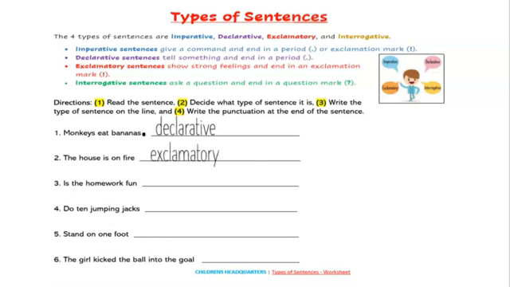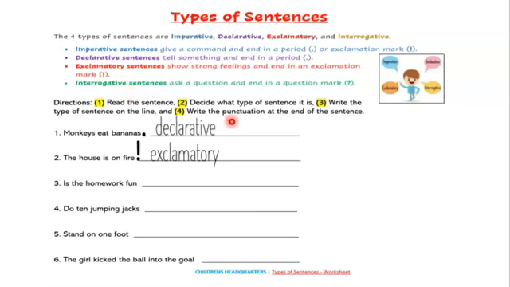Exclamatory, very good. Then we're going to write the punctuation at the end of the sentence. So we're going to write it right here. So what goes at the end of the sentence for an exclamatory sentence? It shows strong feelings and it ends in an exclamation mark. Very good. All right. Number 3.